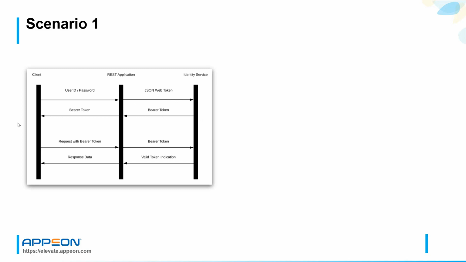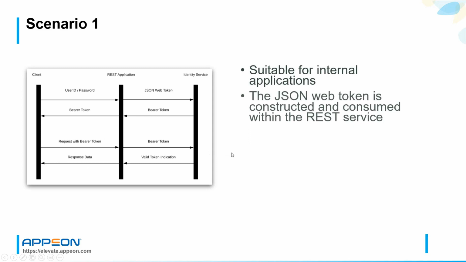What the client then does is every time it makes a subsequent request, it sends the bearer token. The REST application then takes that bearer token, passes it back to the identity service to determine if the bearer token is actually valid. If the bearer token is valid, the identity service returns the OK to go ahead and return the data, and then the REST application returns the data. So that's one scenario.